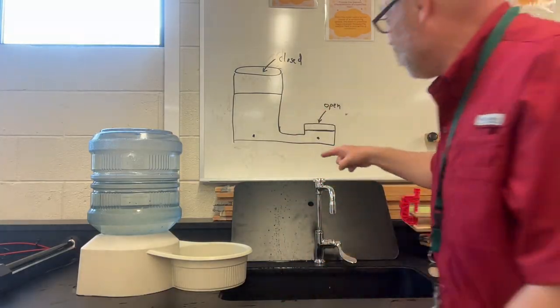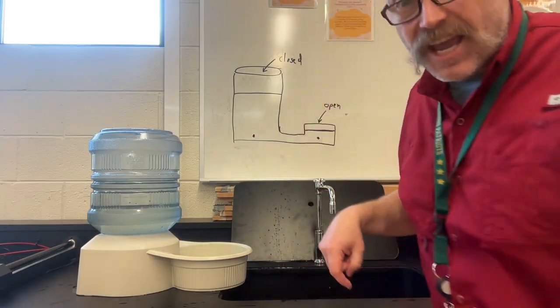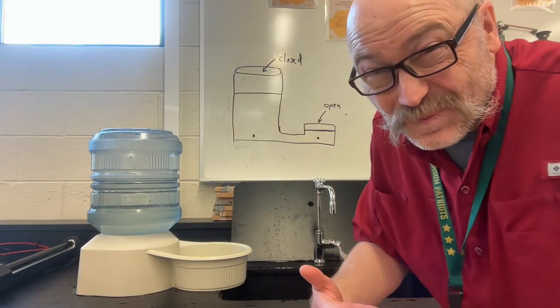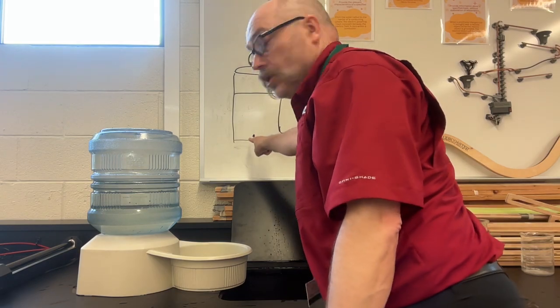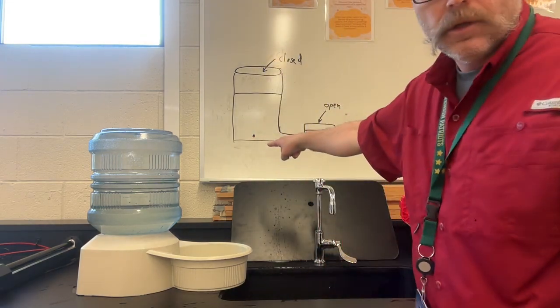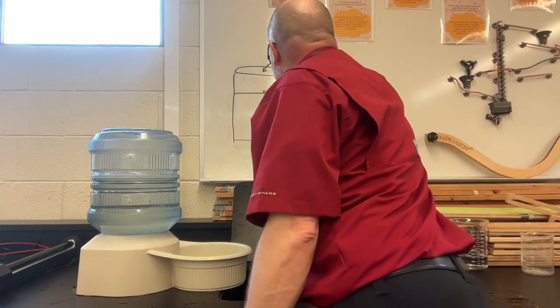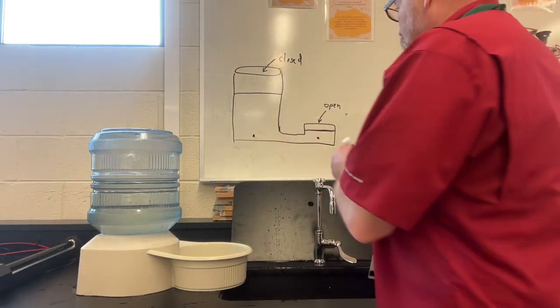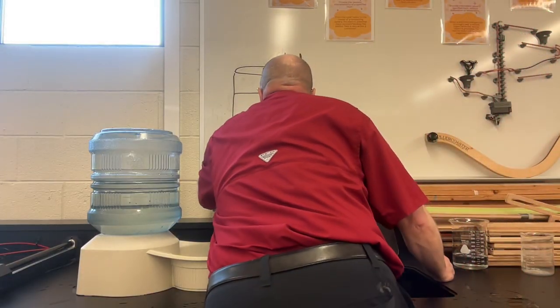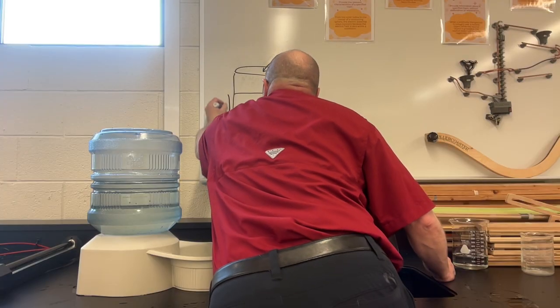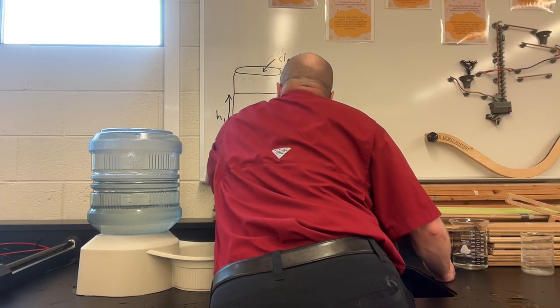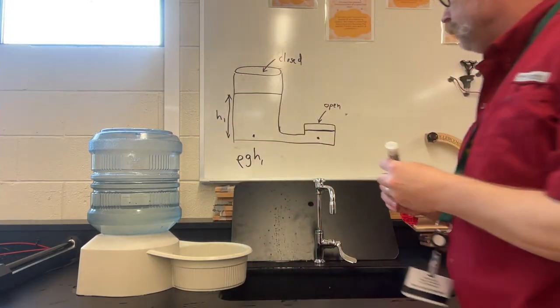So if this pressure and this pressure have to be the same, then you have to figure out, how do you figure out the pressure? At this point, you go, what's above it? Well, there's a bunch of water above it, so we have to account for that. So let's account for that: rho g h, where I am going to call that h1.